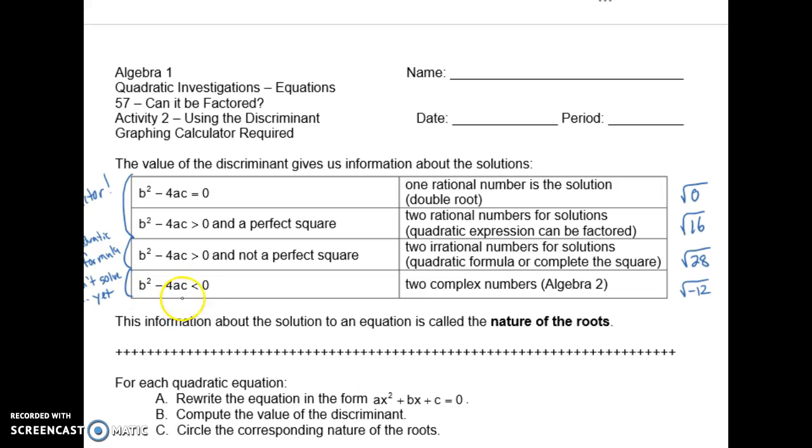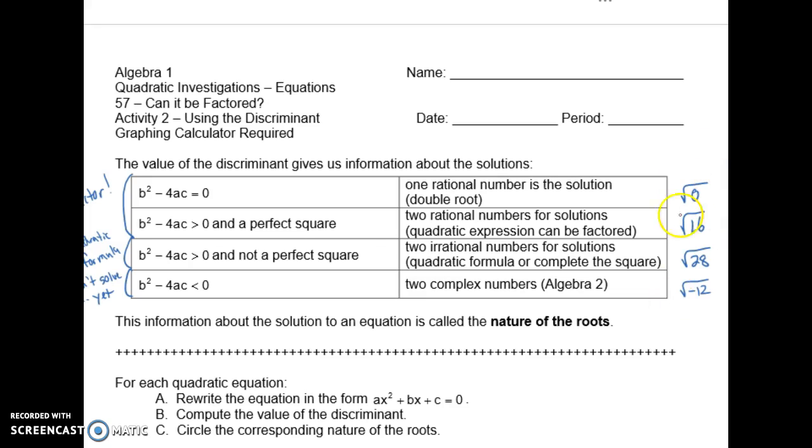Whereas if b squared minus 4ac is negative, it's less than 0, we can't do that yet. We don't know anything about imaginary numbers, and we're not going to learn that until a few years from now. But at this point, we're just going to call them two complex numbers. And like the square root of negative 12 would be an example of something that's a complex number. Regardless if it's a perfect square or not, if it's a negative value for the discriminant, that's not good.